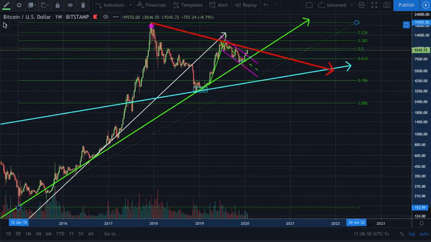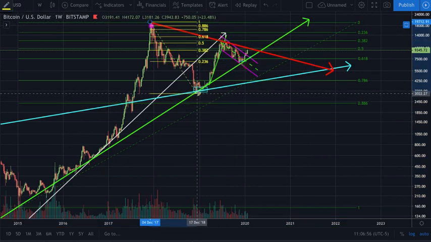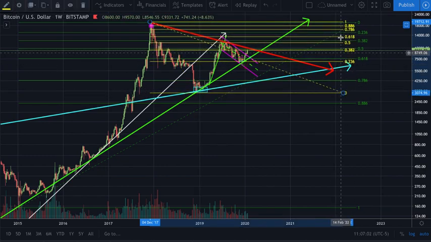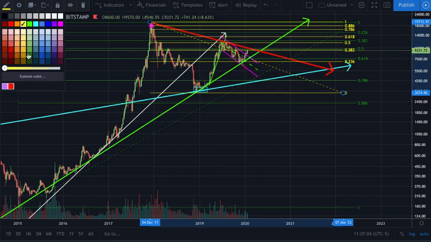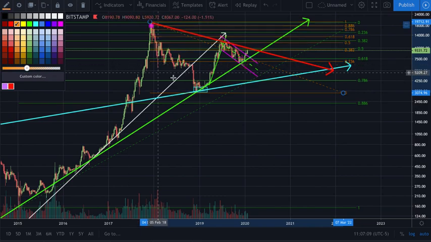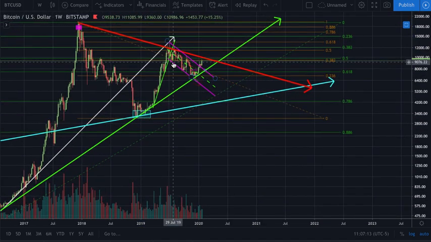Then the next fib I want to take is from the top here at 20,000 down to the bottom here in the $3,000 range. I'm going to do the exact same thing and drag it out almost as far. I'm going to leave this one yellow, or actually we can do this one orange, so that we know it's a negative fib, a retracement fib. So it's from the bottom to the top.